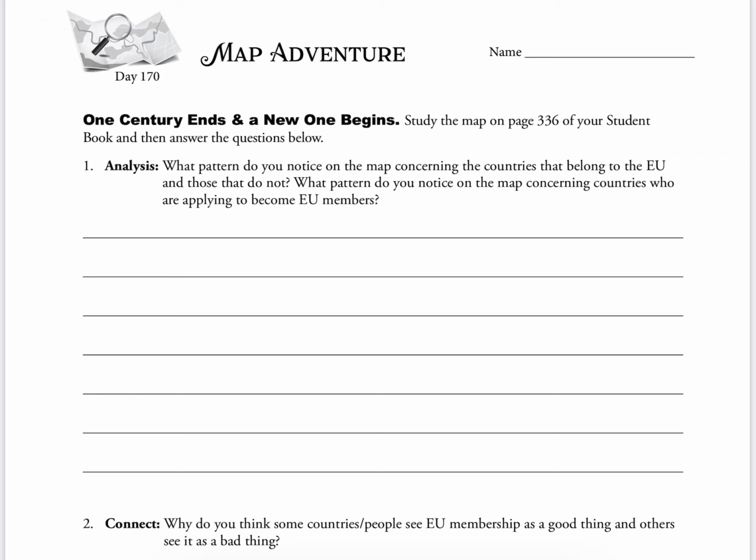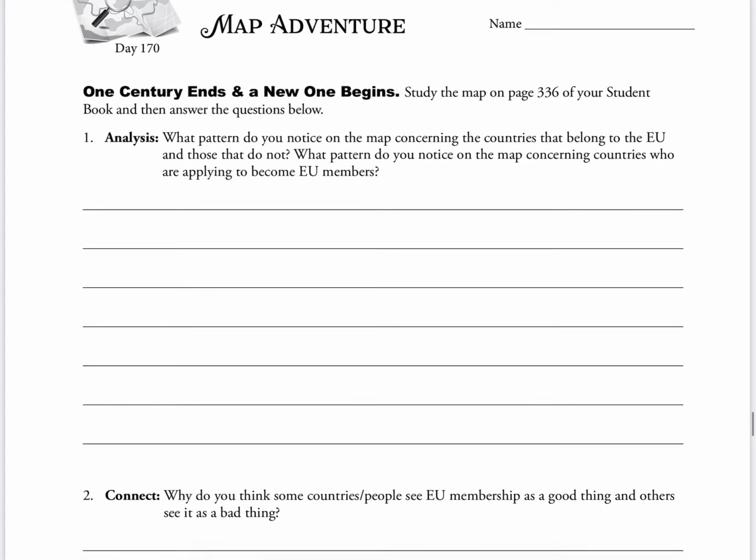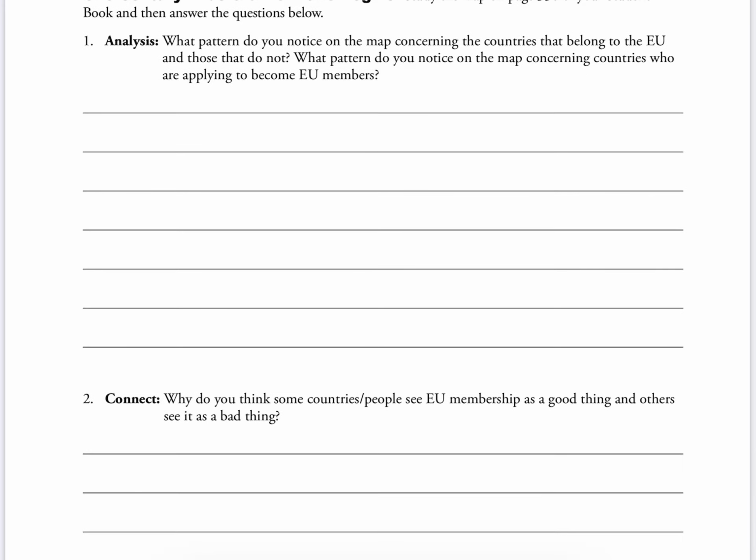What pattern do you notice on the map concerning the countries that belong to the EU? That would be the European Union. And those that do not, what patterns do you notice on the map concerning countries who are applying to become European Union members? That's a little confusing. We'll go over the answer for those in just a second.